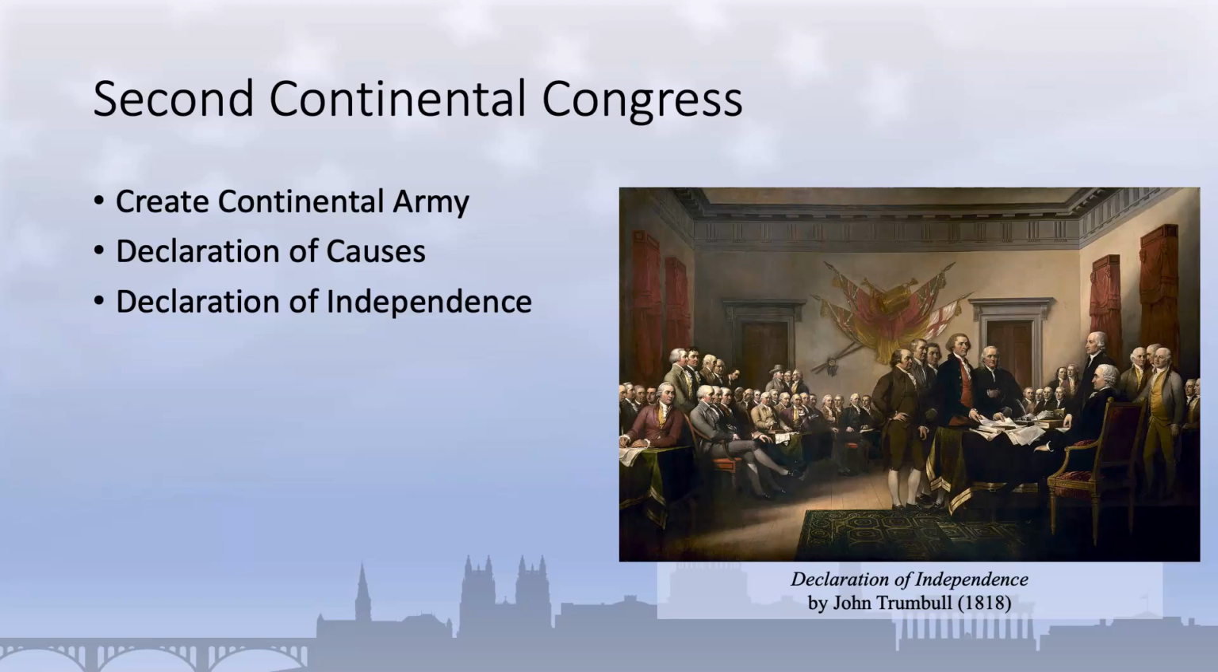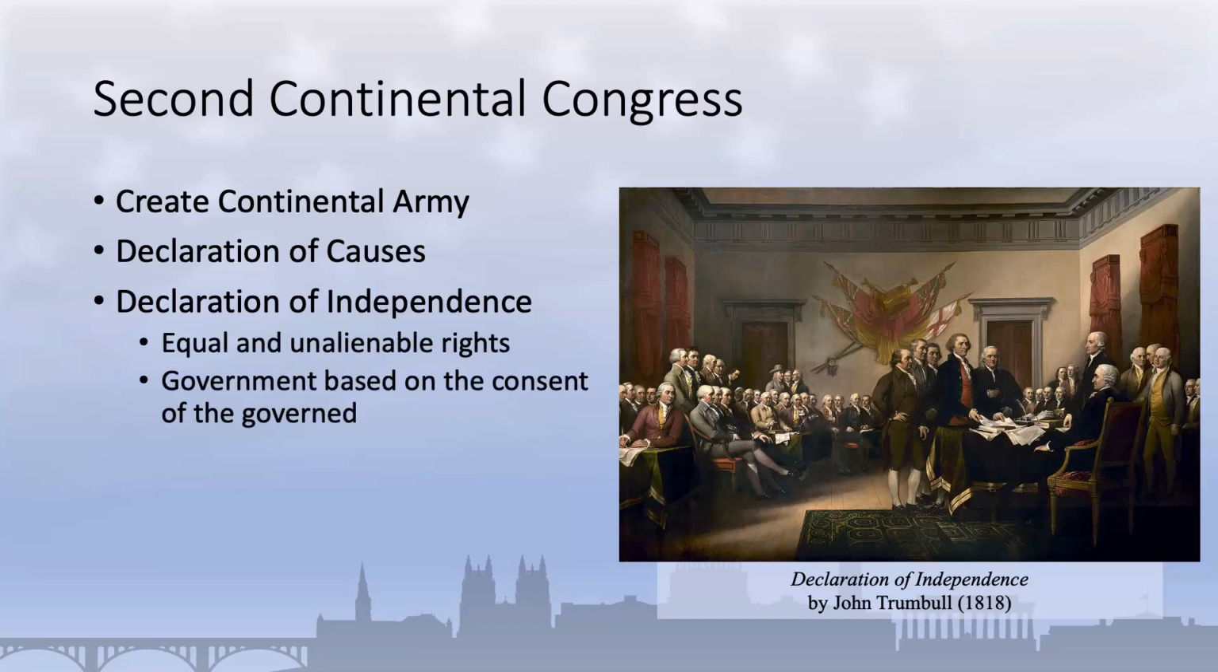Written primarily by Thomas Jefferson, the Declaration of Independence outlines the reasons why the colonies regarded themselves as independent and sovereign states, no longer subject to British colonial rule. And while we talk about the Declaration of Independence in more detail elsewhere, it's important to remember that the two key principles of American government, namely the idea of equal and unalienable rights and the idea of government based on the consent of the governed, are clearly found here.